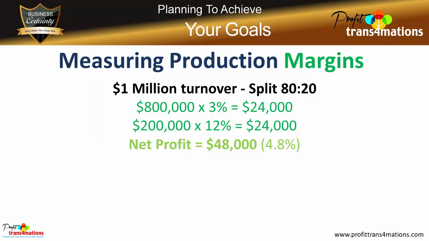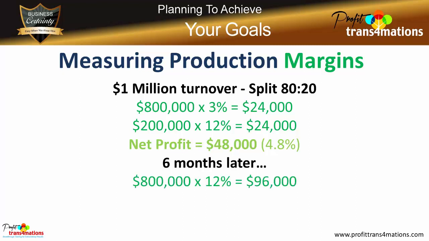So by doing these sort of things, and there are other strategies I won't go into in much detail here, but by doing these various strategies, 6 months later, we could have made a very significant difference to the business. That 20% that was 12% net profit margin could, over time, and this has been the result with our clients, increase to 80% of the work. So $800,000 times 12% net profit margin gives us $96,000.